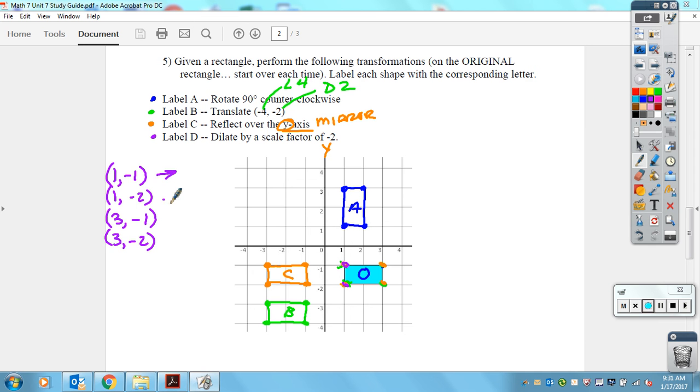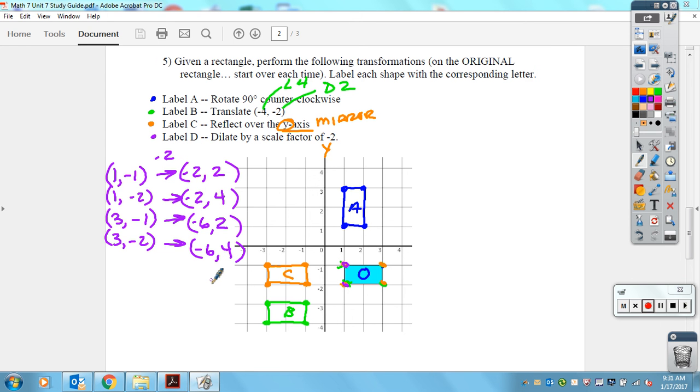If I'm dilating by a scale factor of -2, that means every single coordinate just gets multiplied by -2. 1 times -2 is -2. -1 times -2 is a +2. -1 times -2 is +2. -2 times -2 is a +4. 3 times -2 is -6. -1 times -2 is a +2. 3 times -2 is -6. -2 times -2 is +4.